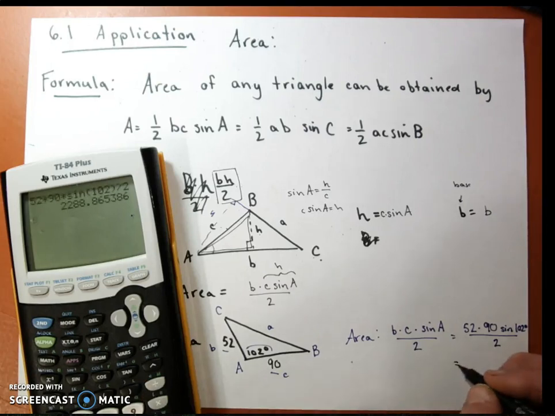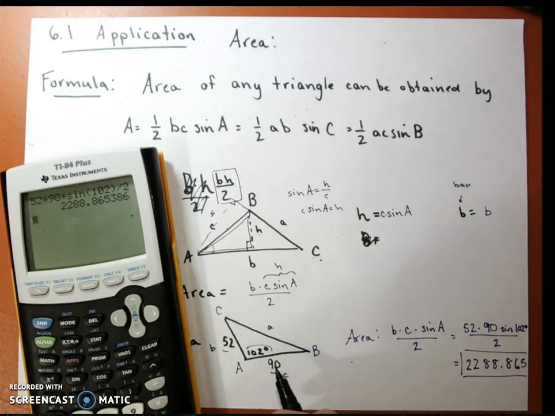And I find that the area of this triangle is 2,288.865. So not so bad. We're basically just plugging into a formula.